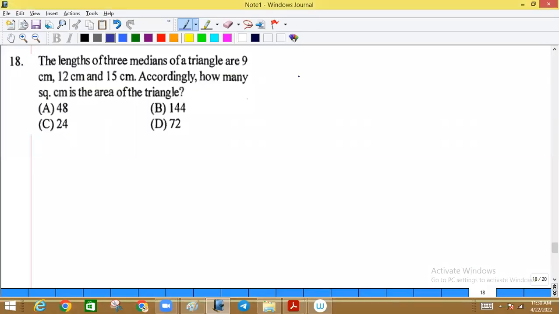The lengths of three medians of the triangle are 9, 12, 15 accordingly. How many square centimeters is the area of the triangle? It is asking you the area of the triangle by giving the length of medians. M1 is what? What is M?